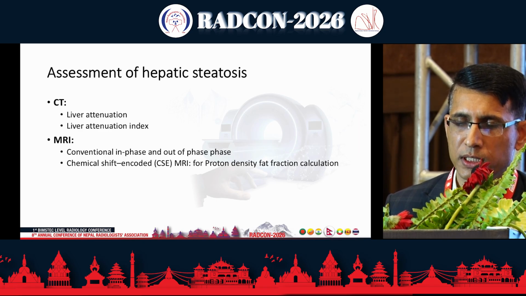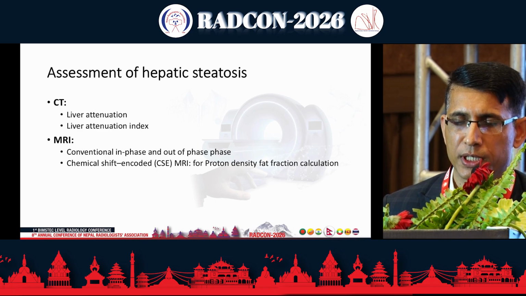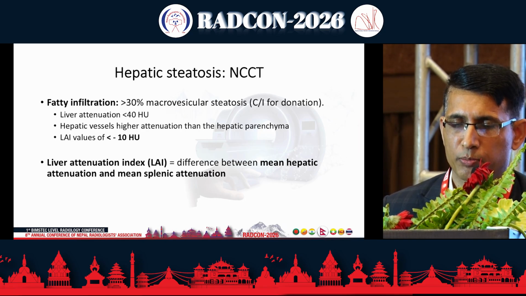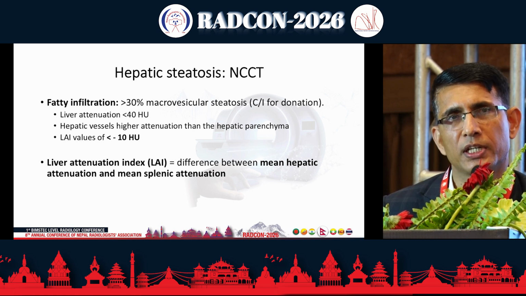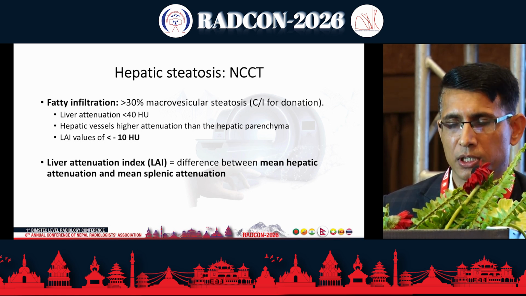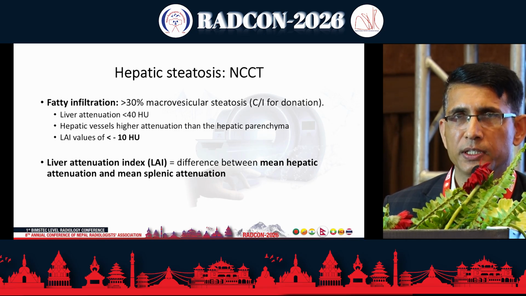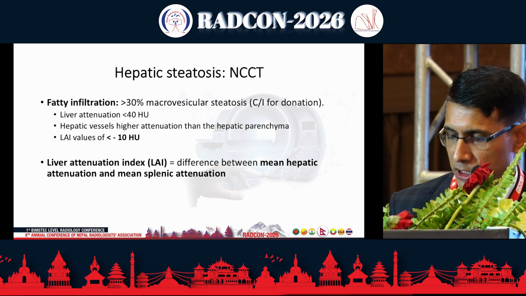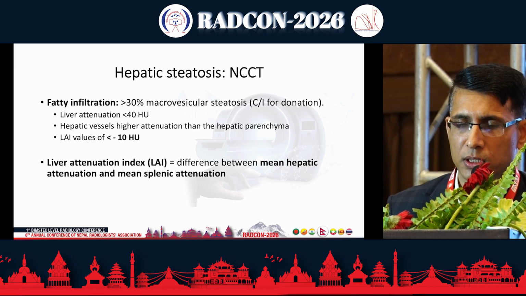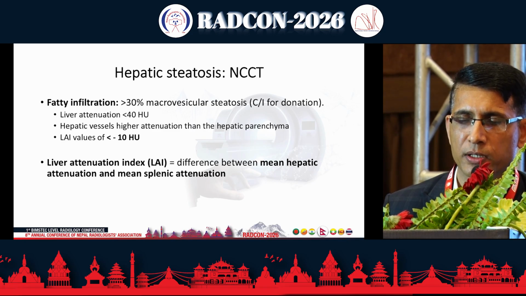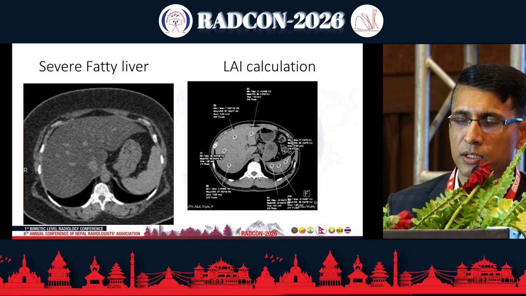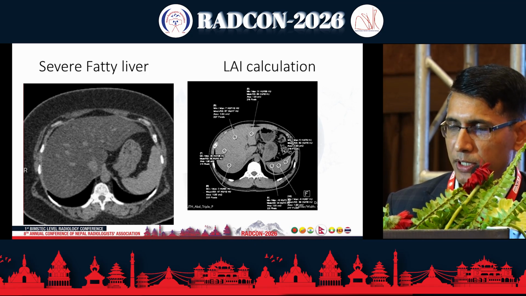In CT, if the liver attenuation is less than 40 HU, or if the hepatic vessels have attenuation more than the liver parenchyma, or if the liver attenuation index is less than -10, these patients have significant hepatic steatosis and cannot donate the liver. And liver attenuation index is nothing but the difference of liver attenuation and the splenic attenuation. So this is one of the cases where there is significant hepatic steatosis. We see the vessels brighter than the parenchyma, and this is the technique of how we calculate the liver attenuation index.